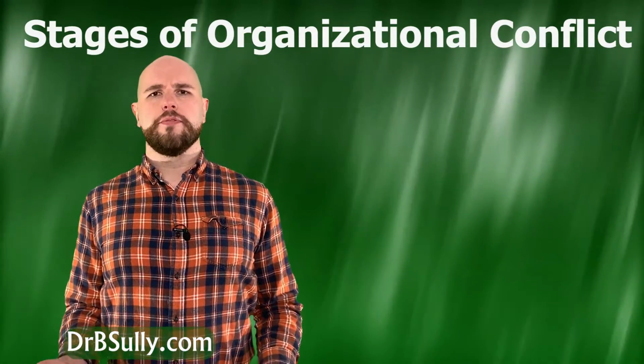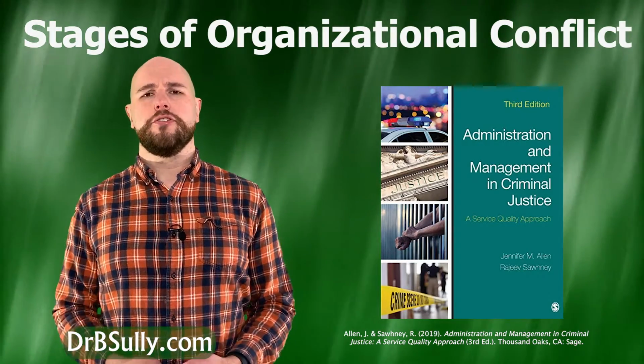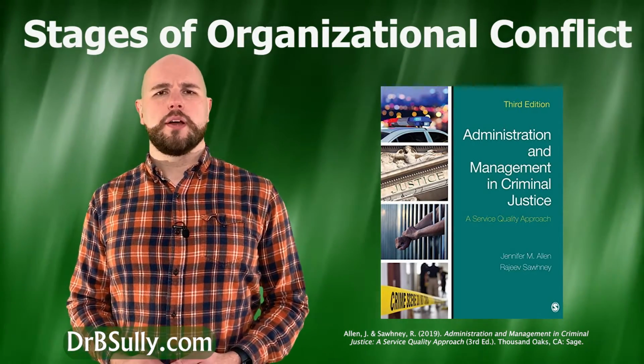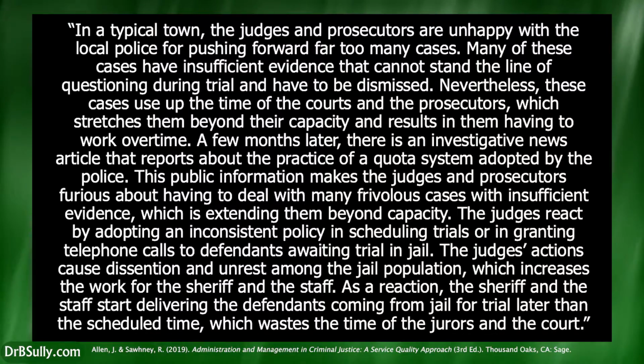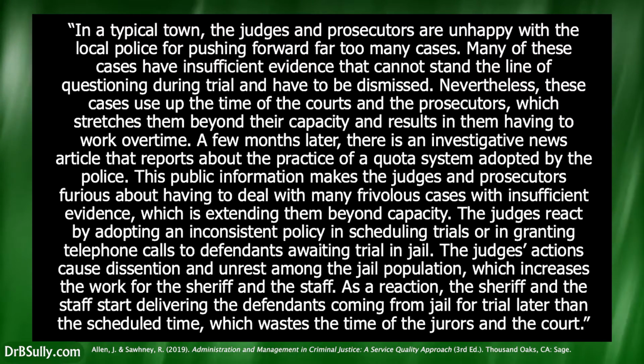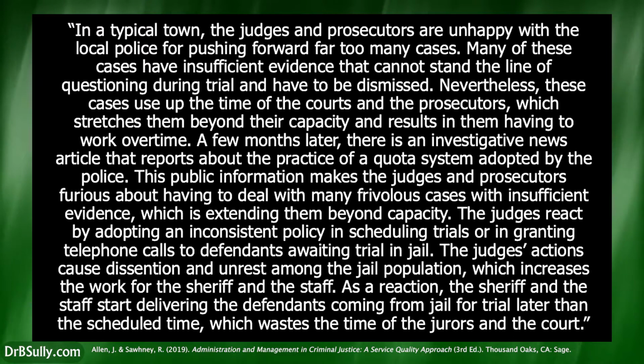Let's use a story to frame these different stages, taken from Allen and Sawney's book on criminal justice administration and management, a great resource. I've used it in my classes, and one of the primary sources I'm consulting for this series. In a typical town, the judges and prosecutors are unhappy with the local police for pushing forward too many cases. Many of these cases have insufficient evidence that cannot stand the line of questioning during trial and have to be dismissed. Nevertheless, these cases use up the time of the courts and the prosecutors, which stretches them beyond their capacity and results in them having to work overtime.